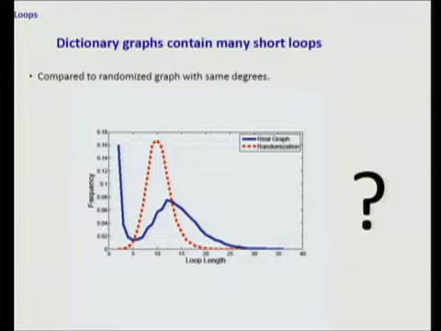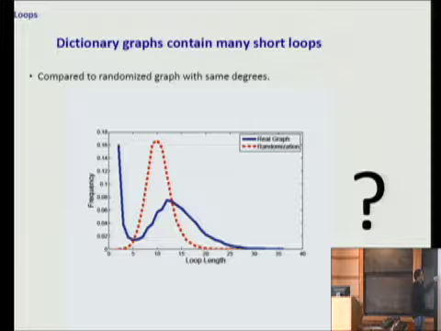Fine. So the main observation, the first one at least, is that this dictionary graph contains many loops, much more than you would have expected if I would connect a bunch of 80,000 nodes by the same number of edges randomly. So it doesn't look like the typical random graph that we know from other systems.